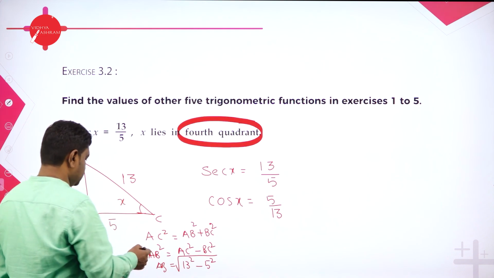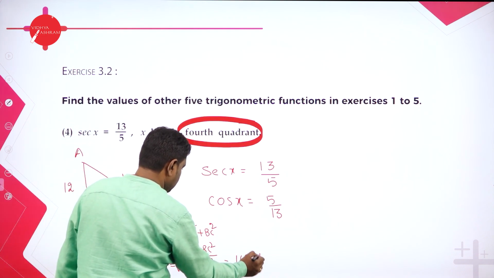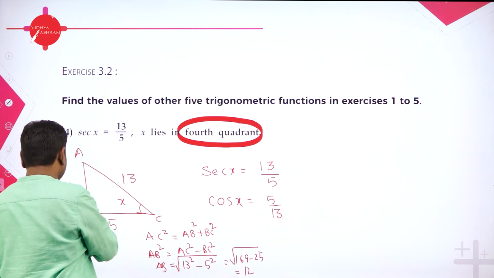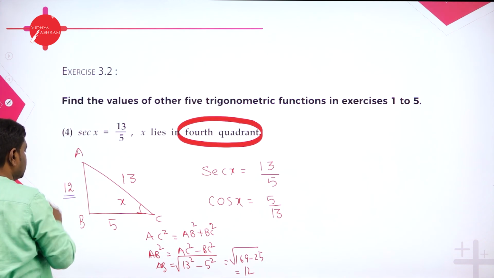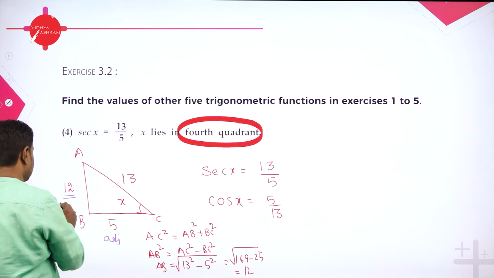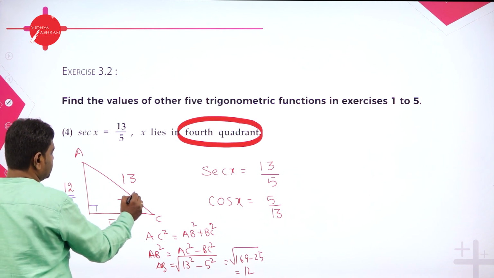Now we are solving this. Root 144 is what? 12. So first you should get the third side. What is the third side? 12. So now you know this is called the adjacent and this is called the opposite to x, and opposite to 90 degrees we say hypotenuse.